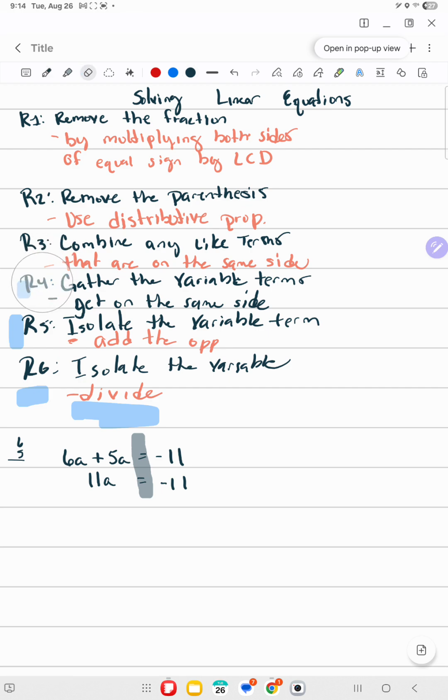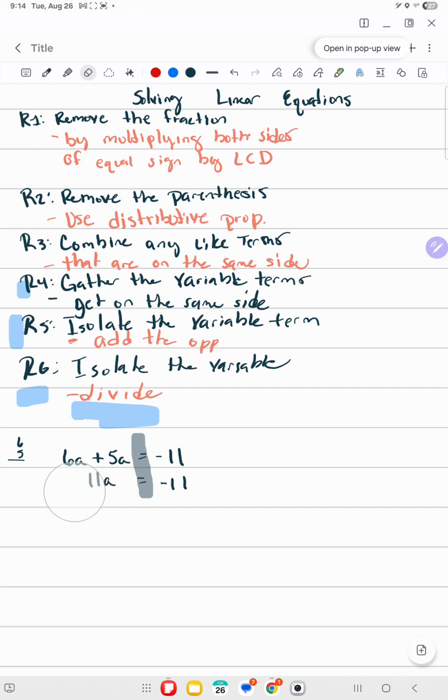Now, it says gather the variable terms to the same side. Well, if I look at what we have now, I only have variable terms on one side, so I can't do rule number 4. Rule number 5 says isolate the variable term, or get the variable term on the side by itself. Well, if I look at my problem, the variable term is already on the side by itself, so I cannot do rule number 5. Rule 6, isolate the variable itself. When I look at 11a, a is not isolated.